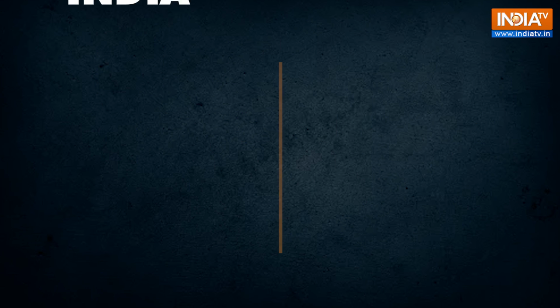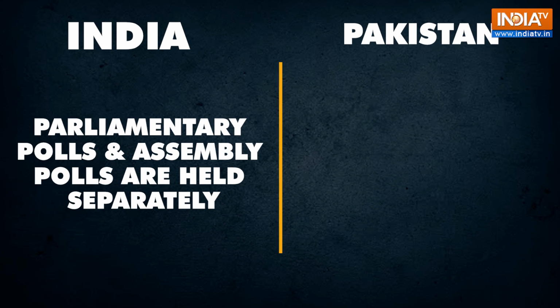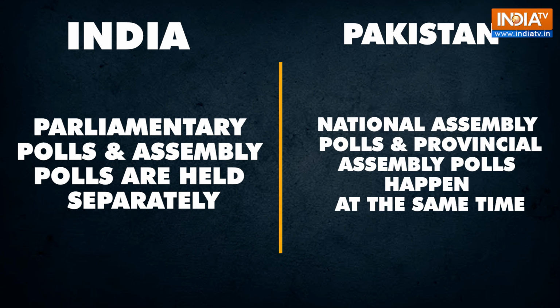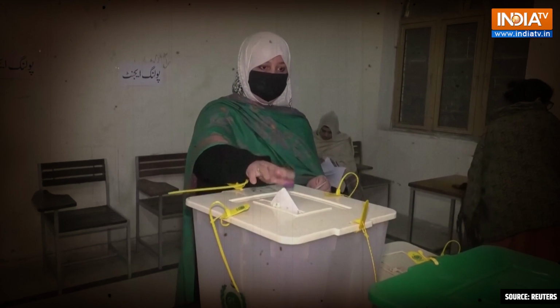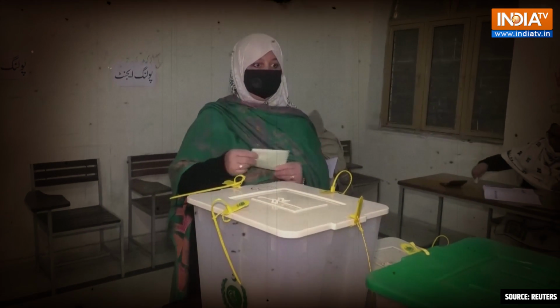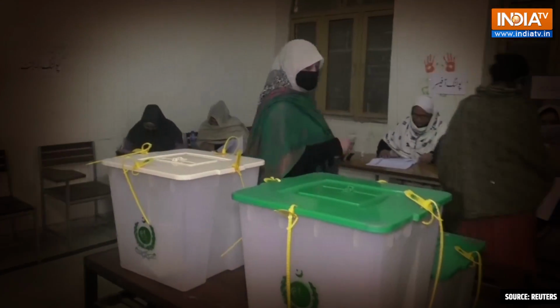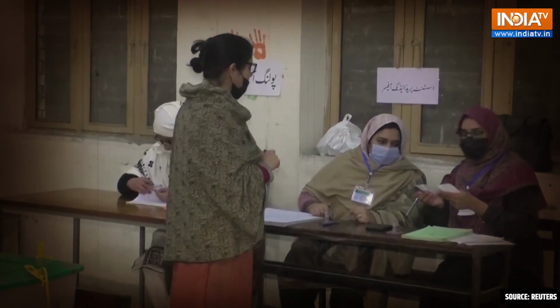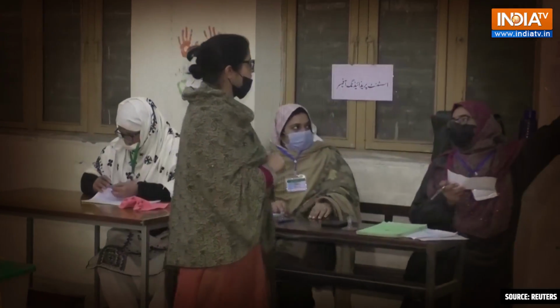Simultaneous elections. India's parliamentary elections are held separately from the assembly elections in states, barring some. In Pakistan, the National Assembly elections happen at the same time as the Provincial Assembly elections. The white ballot boxes in the elections are for National Assembly votes, and the green boxes are for the votes to be considered in the Provincial Assemblies.